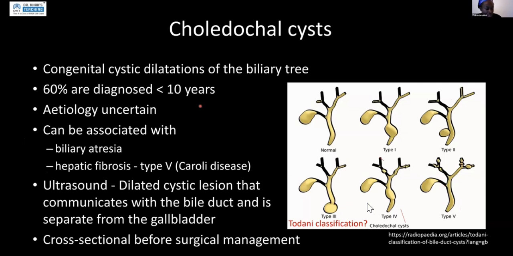The exact etiology is uncertain, so no one knows the pathophysiology behind choledochal cysts, but they're just the other cause of neonatal jaundice to be aware of. And like we would see on the MR, what you see is a dilated bile duct or cystic lesion that communicates with the bile duct and is separate from the gallbladder. And then they'd go on to have MR imaging to clarify the anatomy prior to surgical management.